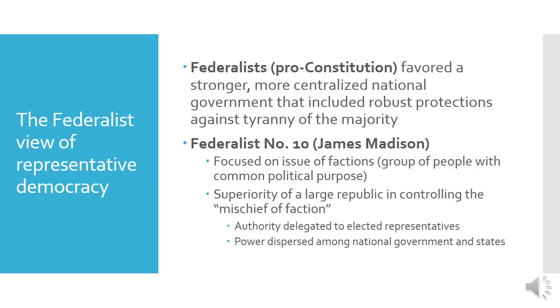And that achieves that in two ways. First of all, authority in a Republican form of government is delegated to elected representatives rather than the people themselves. So there again, we have a good example of pluralist and elite theory of democracy rather than participatory. And then also, power will be dispersed among the national government and state governments. So there we have an early preview of federalism, which we'll talk about later on this week.